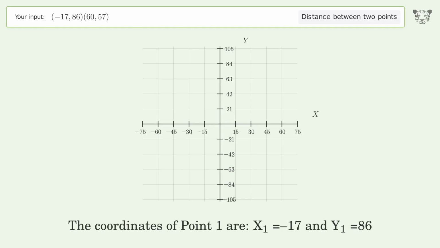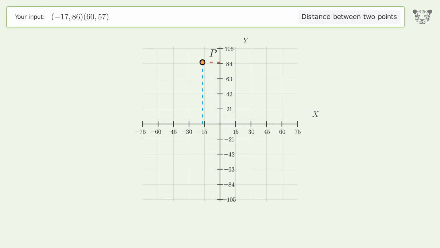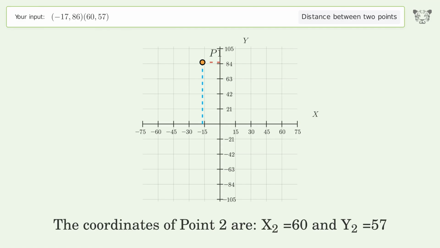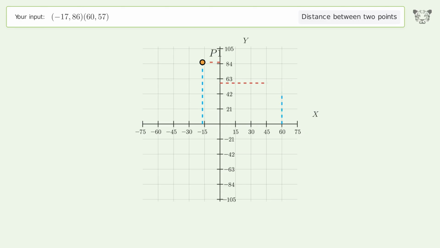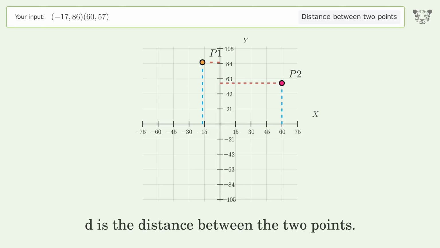The coordinates of point 1 are x1 equals -17 and y1 equals 86. The coordinates of point 2 are x2 equals 60 and y2 equals 57. D is the distance between the 2 points.